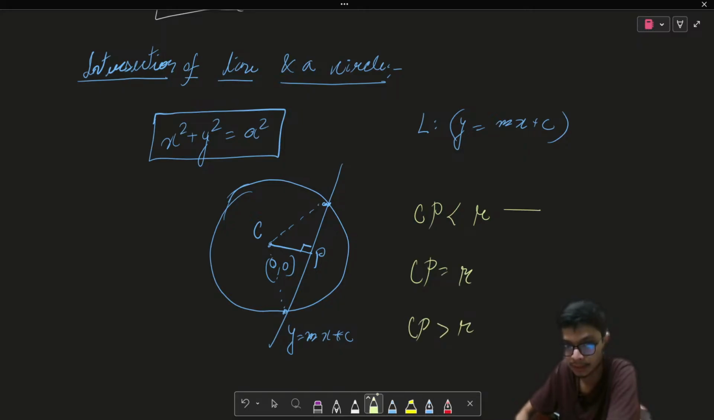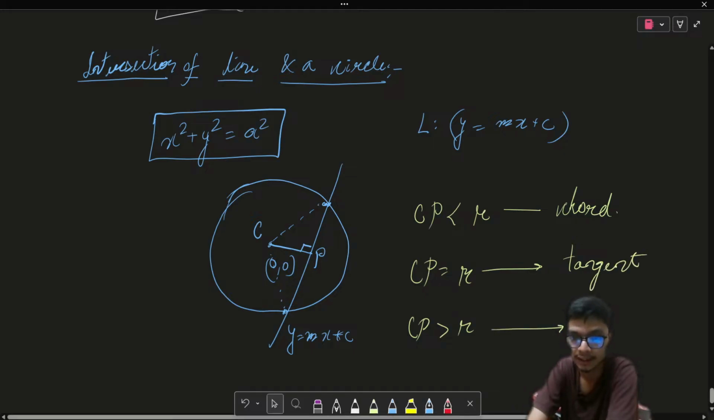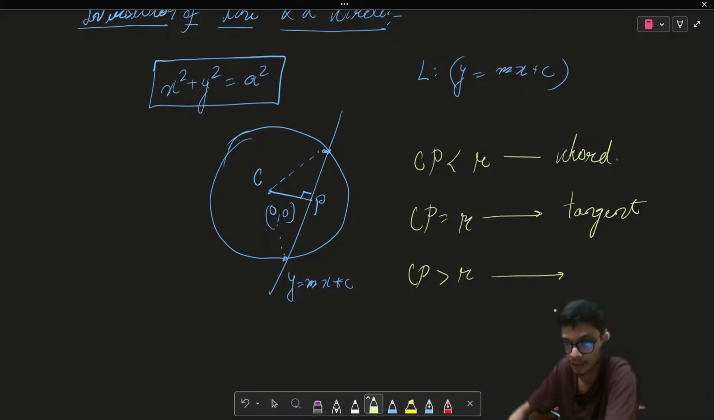If this distance CP is less than R, then this is the case of a chord of the circle. If CP is equal to R, then this is the case of a tangent to the circle. And if CP is greater than R, then it is basically a line lying outside the circle.